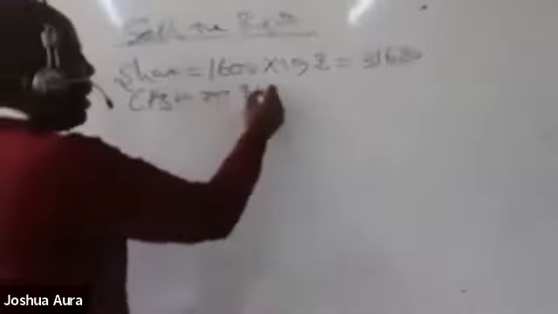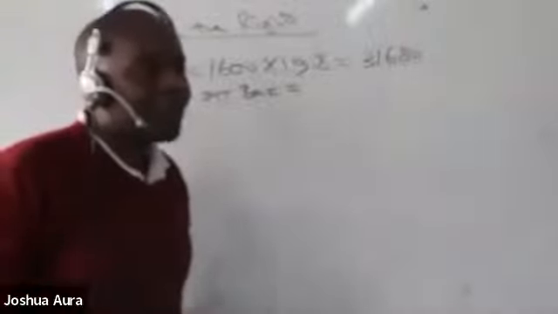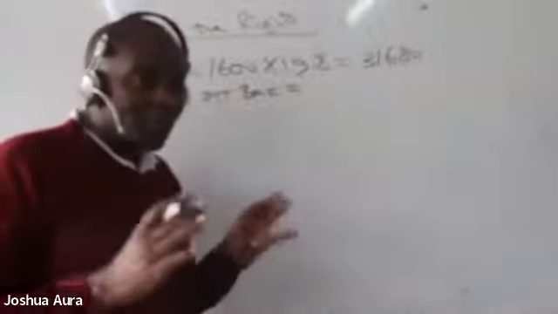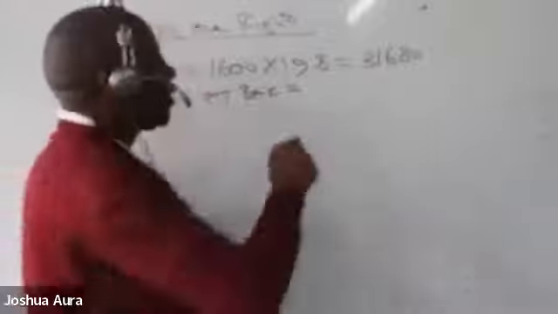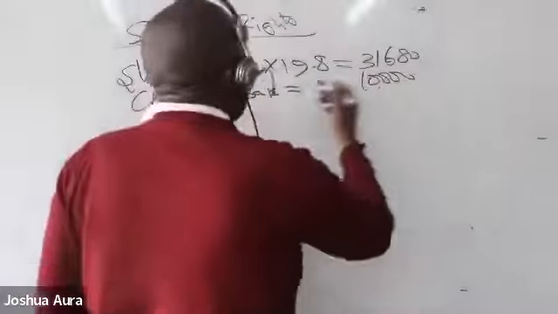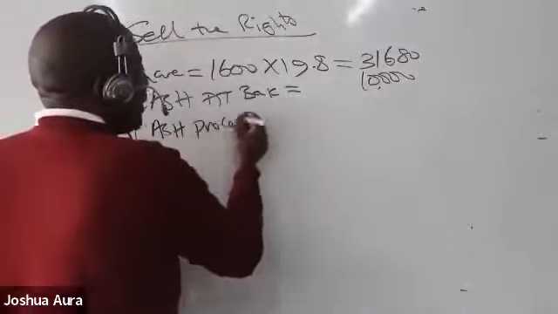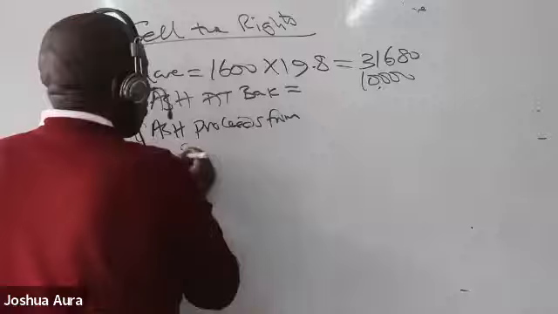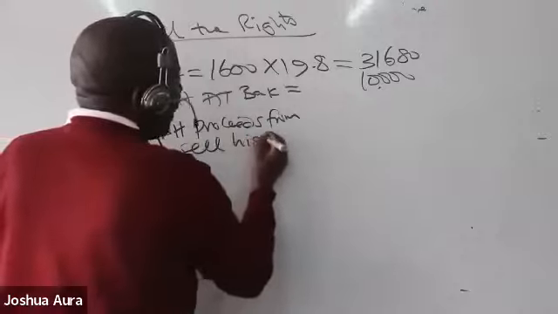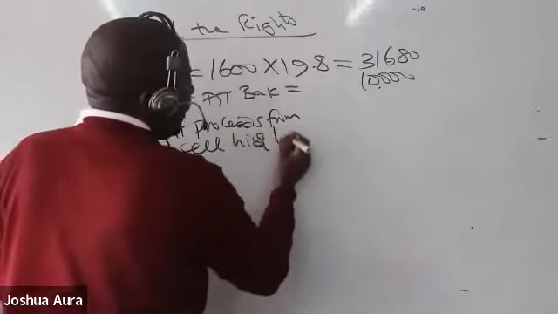And then we have cash at bank. Remember here, I am not really going to touch that money, so cash at bank is 10,000. But now remember, there are also cash proceeds from selling his rights.